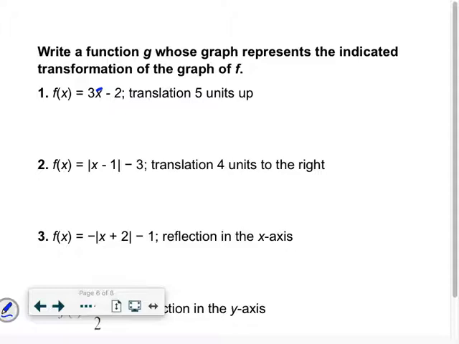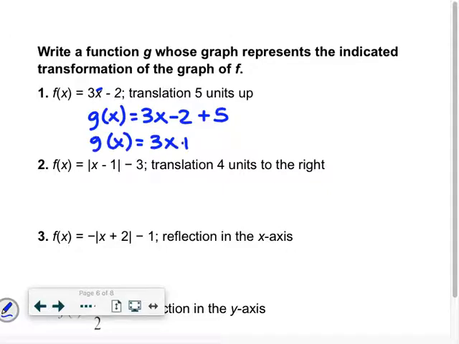So how do you get 5 units up? You add 5. Inside with x, outside? Outside. Okay. So we're going to say g of x equals 3x minus 2 plus 5, and then simplify. G of x equals 3x plus 3. These are like terms. There you go. You're done.